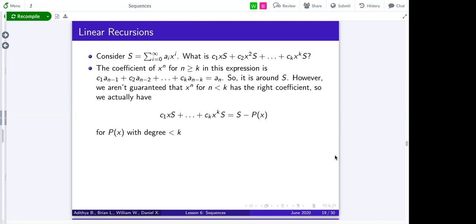But the problem is that this is only true for n greater than or equal to k. When n is less than k, we aren't guaranteed that the expression has the right coefficients. So we actually have that this is going to be equal to s minus p of x. And p of x is going to be some polynomial with degree less than k, which corrects all the coefficients of x to the i for i less than k. Does that make sense?